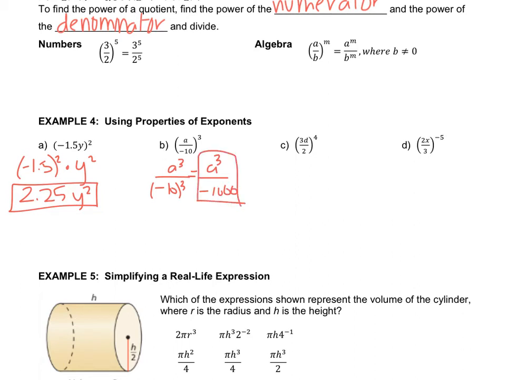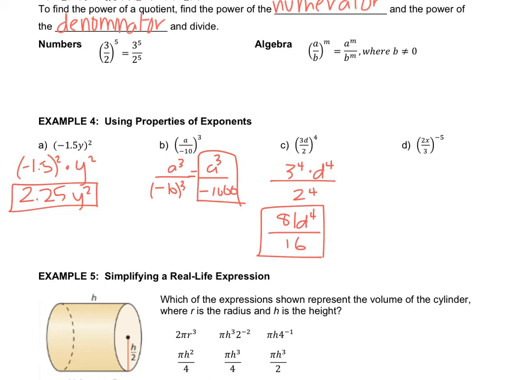Now in letter C, we have two pieces in the numerator. So it's going to be 3 to the fourth times d to the fourth over 2 to the fourth. Every piece goes to the fourth. So now we do 3 to the fourth, which is 81, d to the fourth, over 2 to the fourth, which is 16. If we could, we would reduce 81 over 16 like a fraction, but since it doesn't reduce, we just leave it.